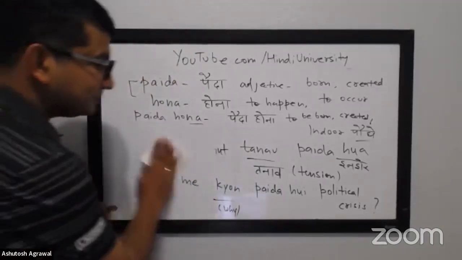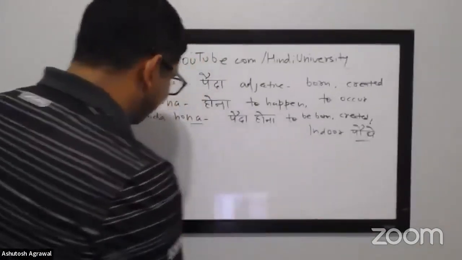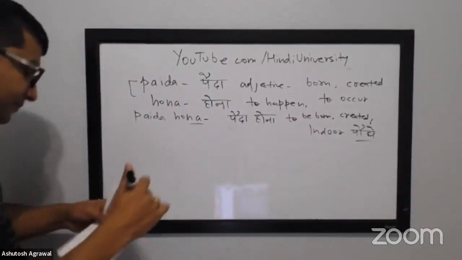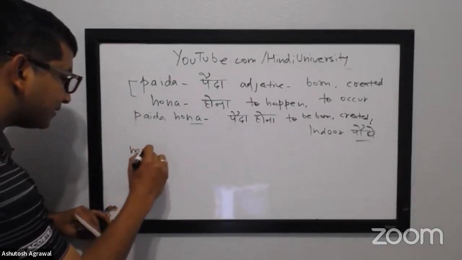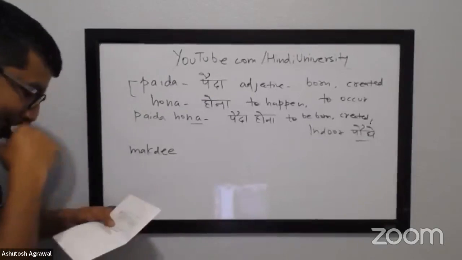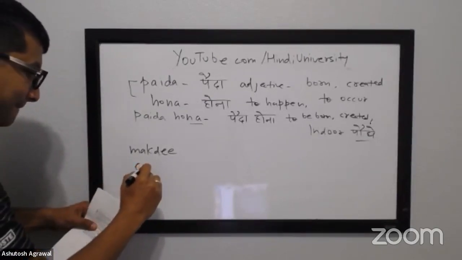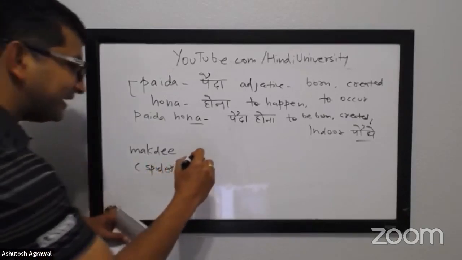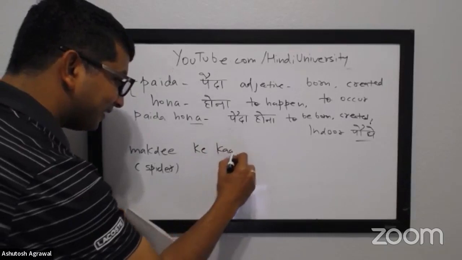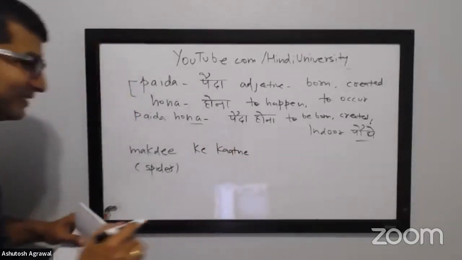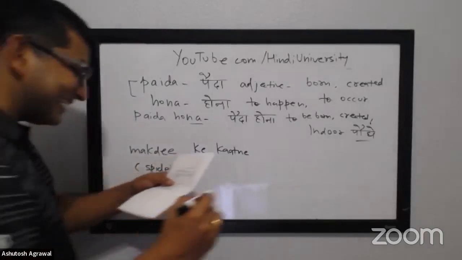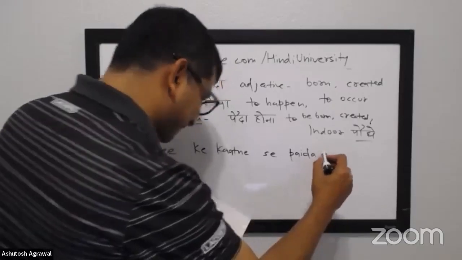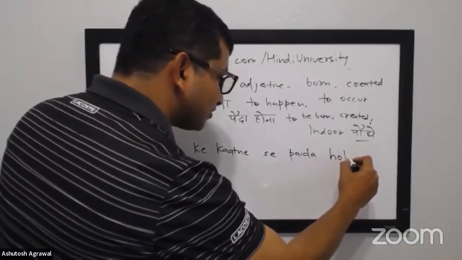You want me to write it down? Thank you. The last one is interesting. I'm going to write it down. The last one, makdi. What is makdi? Spider. Makdi ke, and this will be like a doctor thing basically. मकड़ी के काटने से पैदा होती है. So now this is interesting, right?